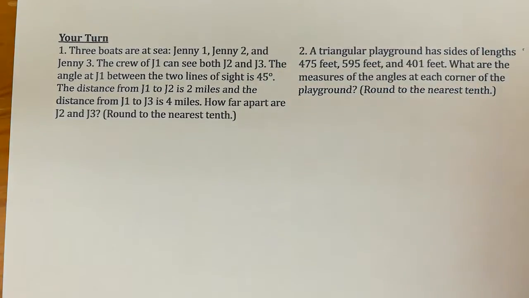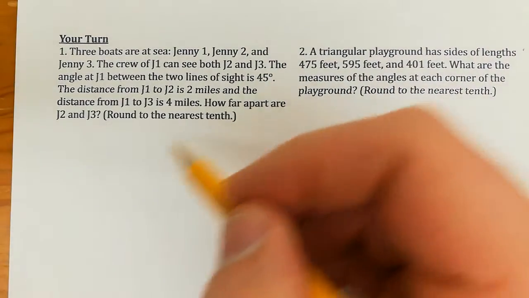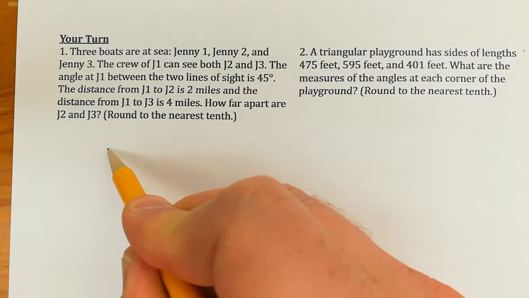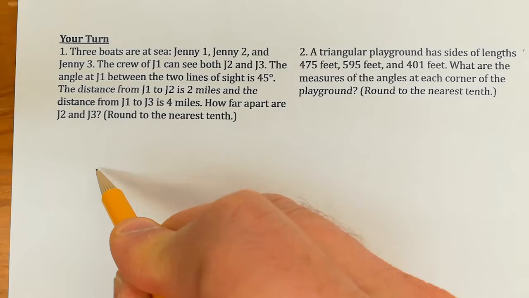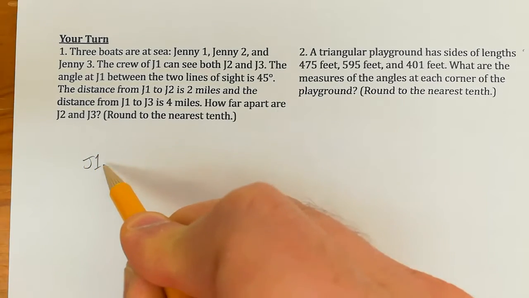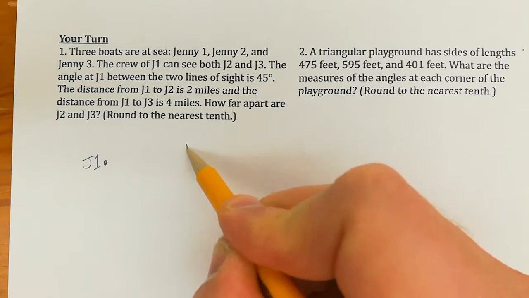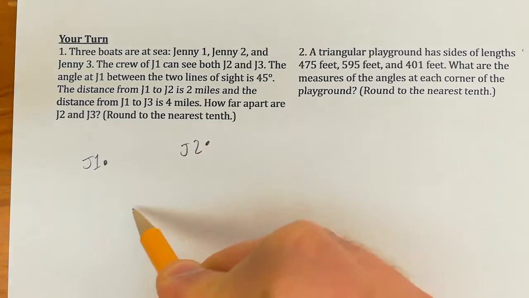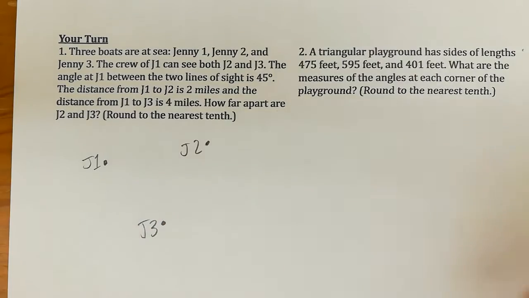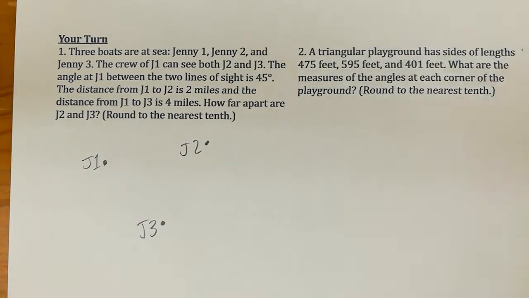Okay, hang on. Let me start drawing this out. This is getting a little overwhelming here. So I like to see the visual as I'm reading it. So we have 3 boats, J1, J2, J3. I really have no idea where they are. I'm just going to place them. I might have to erase as I go along here.